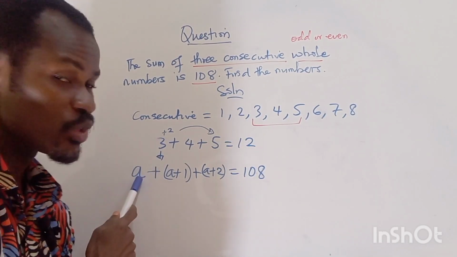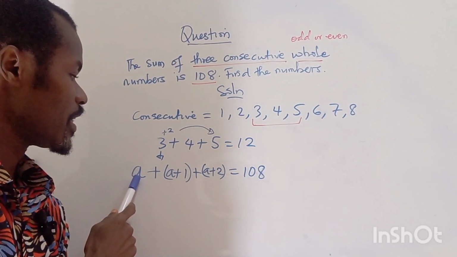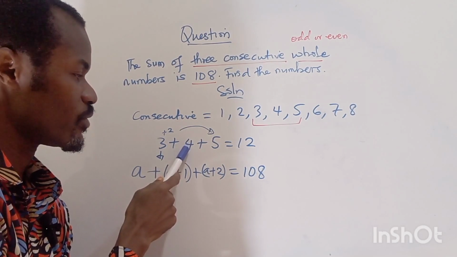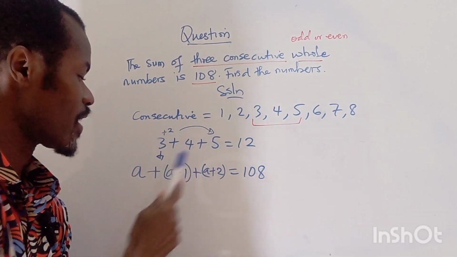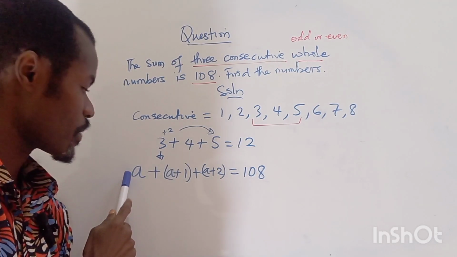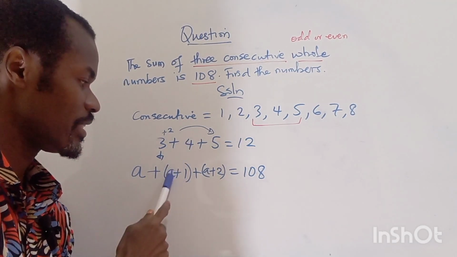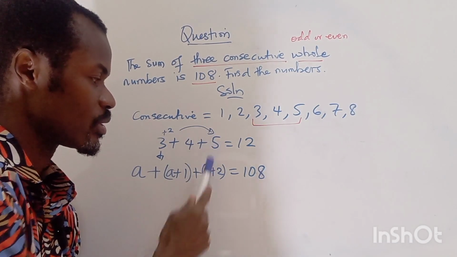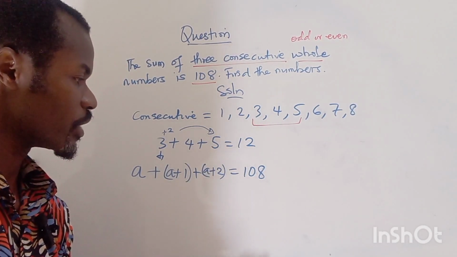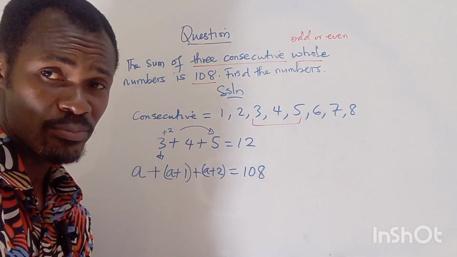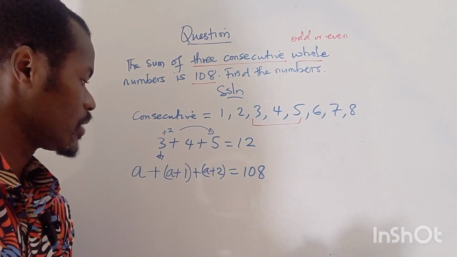So that is the arrangement. You have A, which is the first number. A plus 1, that is 3 plus 1, gives us 4. 3 plus 2 gives us 5. So we are simply going to say A plus 1, and A plus 2 is the third number. So this is one arrangement to solve. Let's use this to solve.